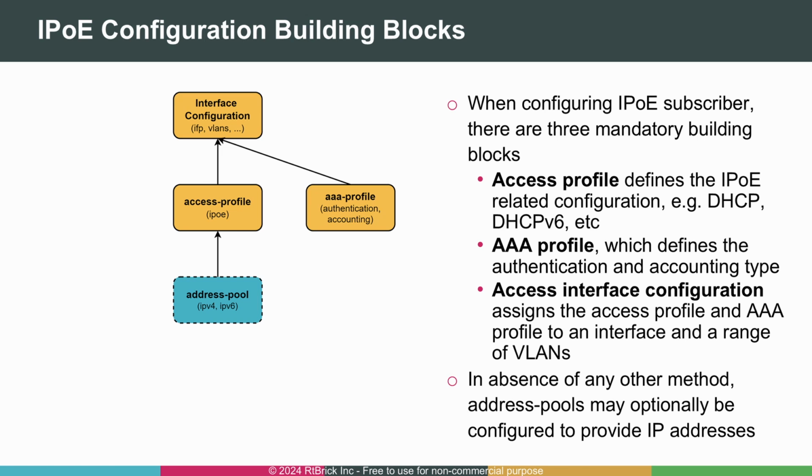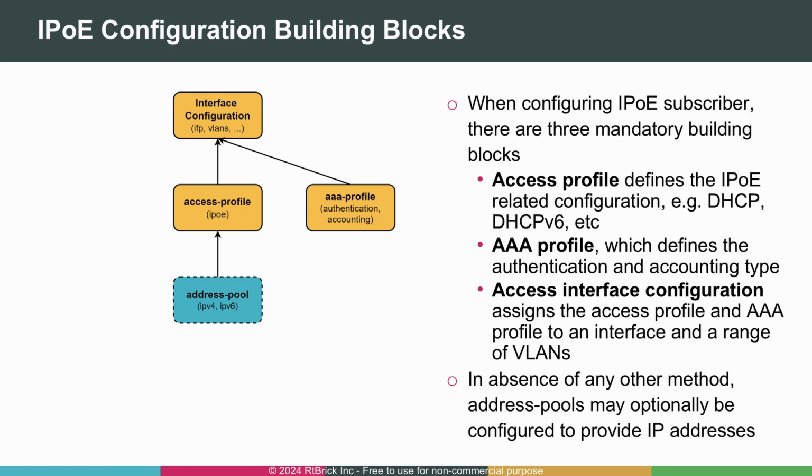The AAA profile ensures that all subscribers are authenticated before accessing services, authorized to use those services, and accounted for billing and monitoring purposes. The access profile defines various parameters to control how RBFS handles network traffic and client interactions. For IPoE, the configuration mainly includes DHCP and DHCPv6 settings as well as activation of IPv4 and IPv6 address families with corresponding settings. Finally, the access interface configuration is the anchor point for almost all further access configurations.